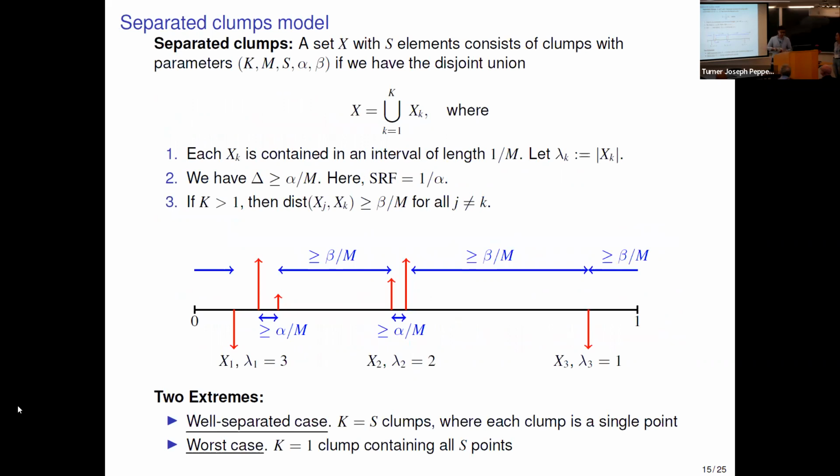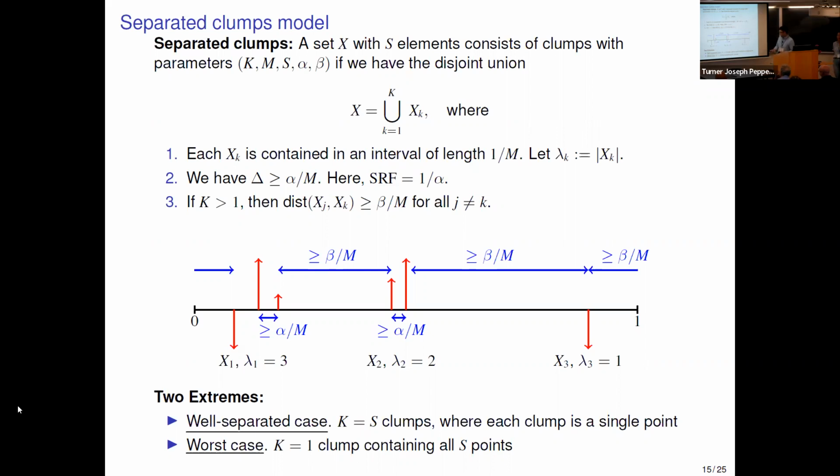We introduced this clumps model. So a set X consists of clumps if it can be written as a union of subsets, where each subset is what we refer to as a clump. And each one of these has to be contained in an interval of length 1/m, as you can see in this picture here. And this set will be described by two parameters, alpha and beta. Alpha will control the separation between the support set. So here alpha is inversely proportional to the super resolution factor. And the beta controls the distances between the clumps, okay? So you can think of this as a two-scale model.